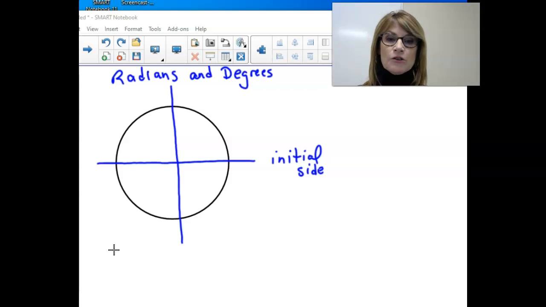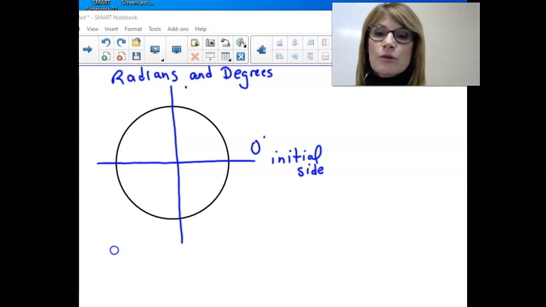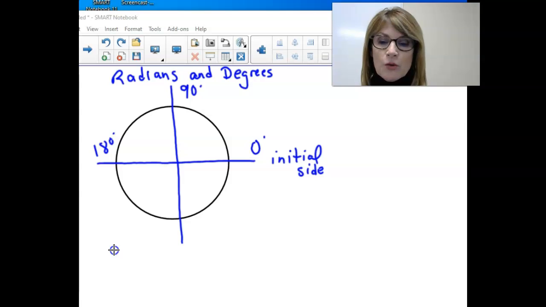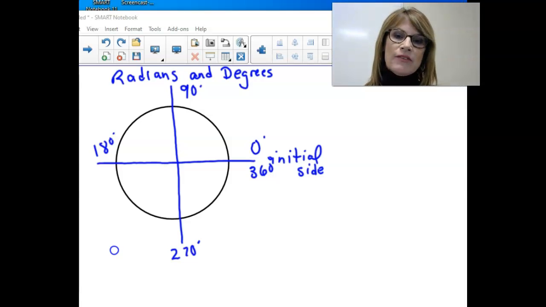We know about angles in degrees. There's 360 degrees in a circle. So if I started here and I went a quarter of the way around the circle, we would be at 90 degrees, halfway around, 180, 3/4 of the way around, 270, and I could make a complete circle and be back at 360 degrees. Okay. But a radian is a ratio of an arc length to the radius of the circle.